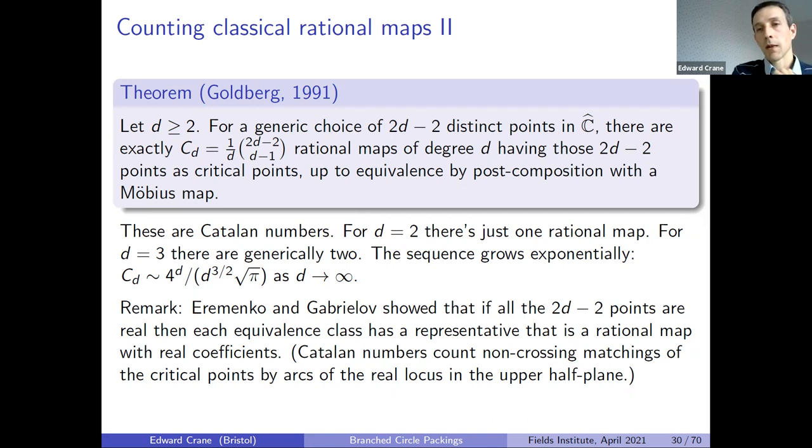So if you have a rational map with real coefficients and you just draw the locus of points where it takes real values, well, you have the whole real line, and then you have some arcs in the upper and lower half planes, so symmetric arcs, which join together pairs of the critical points. So the critical points are just 2D minus two points along the real line. And if you know your Catalan numbers well, you'll know that they count the number of non-crossing matchings of 2D minus 2 points by arcs in the upper half plane that don't cross each other.